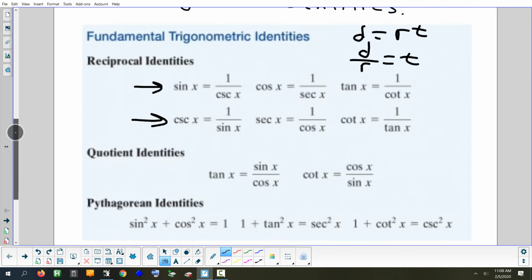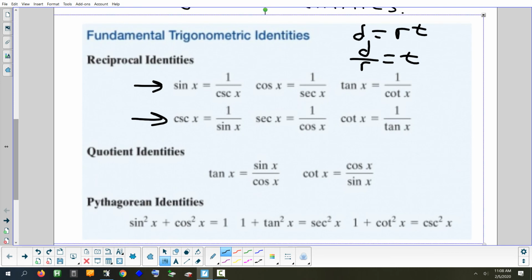These 3 groups, reciprocal, quotient, Pythagorean, make up what we call the fundamental trig identities. So any class you take about trig identities, those are the basic ones you're always going to learn. After a while of using them, most people have these ones memorized. I have these memorized, and a couple others. But beyond that, most other identities, we usually look them up in a book when we need them.